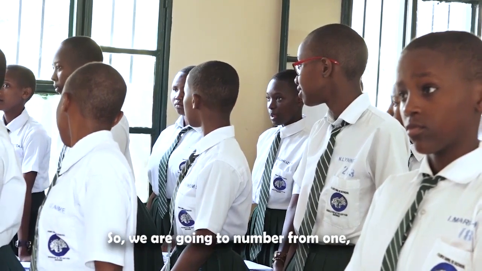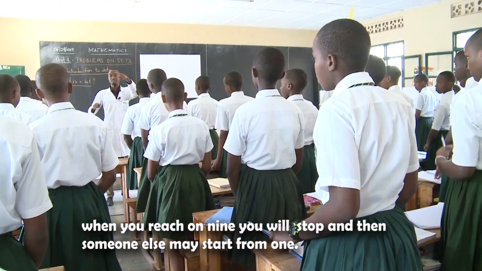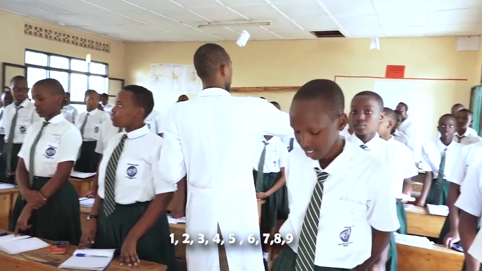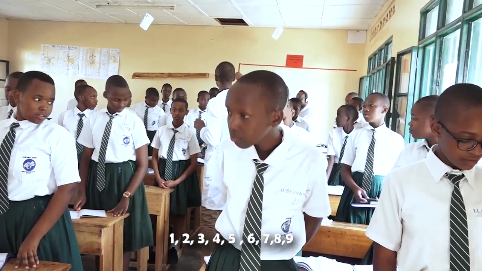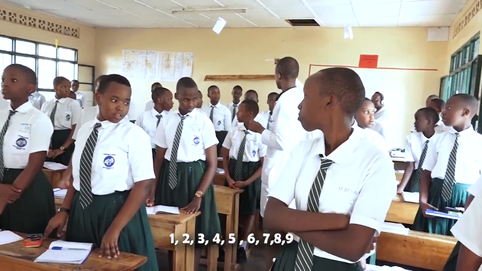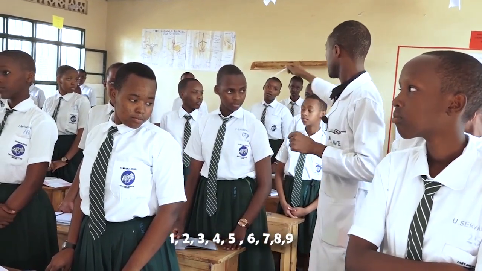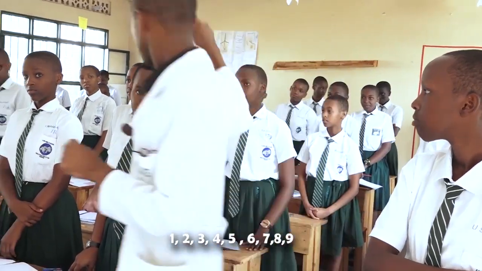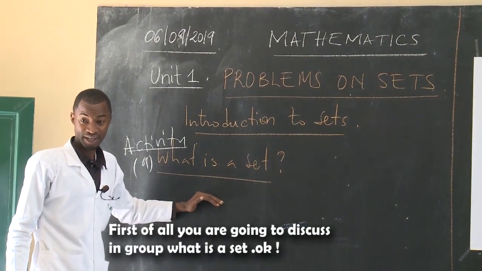So we are going to number from 1. When you reach 9, you stop, and then somebody else may start from 1. 1, 2, 3, 4, 5, 6, 7, 8, 9. Okay. 1, 2, 3, 4, 5, 6, 7, 8, 9. First of all, you're going to discuss in your groups what is a set, okay?